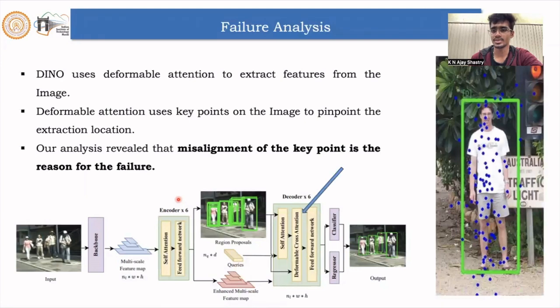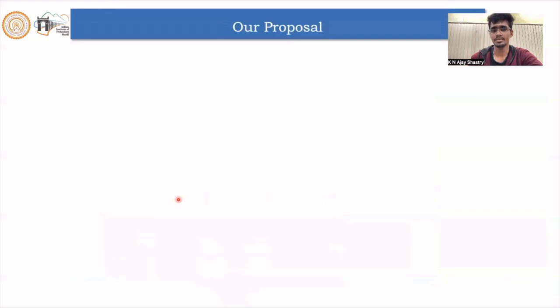Let's try to understand using an image. Assume the green bounding box was a prediction made by the network and the blue points were the locations from which the features were extracted. We see that these points are spread sparsely everywhere and some of the key points are present on the background rather than on the foreground. So when features are extracted from these locations, the quality of the feature is very bad, hence causing the network to fail.